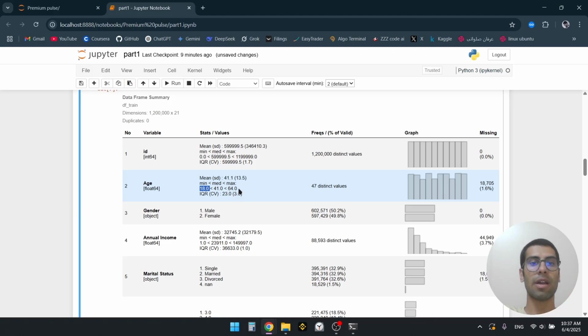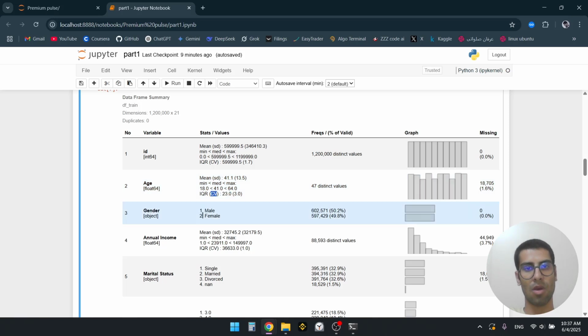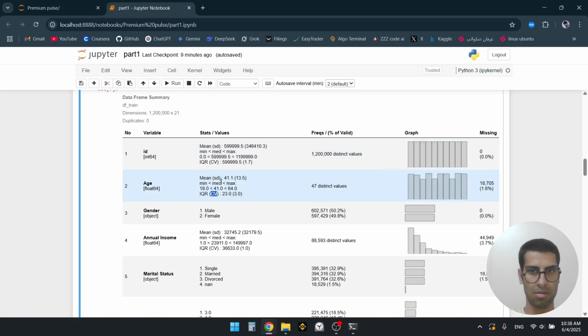There are no real outlier values in the age, like someone with the age of 100 or even 70 or 75. That's really cool. And the IQR is about 23, and the coefficient of variation, which is your standard deviation divided by the mean, is 3. And the distribution is some kind of uniform distribution, and we have 1.6% of data missing, which is not really much. It's okay. 18,700. Yeah, that's from our age.